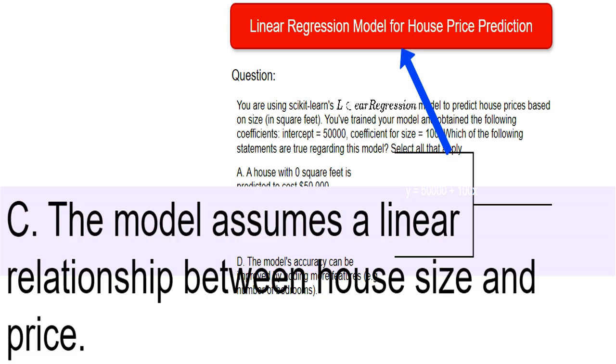Think of it like this. The predicted house price, Y, is calculated by adding a base price, $50,000, the intercept, to the value of the house size, X, in square feet, multiplied by its importance, 100, the coefficient. So, a 1,000 square feet house would be predicted to cost $50,000 plus 100 * 1,000 equals $150,000.